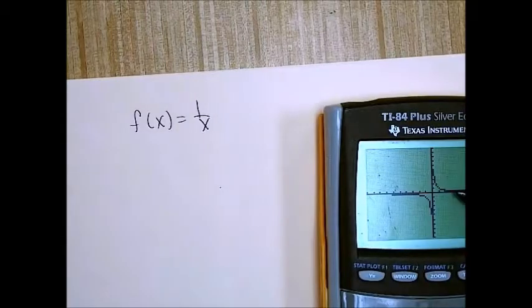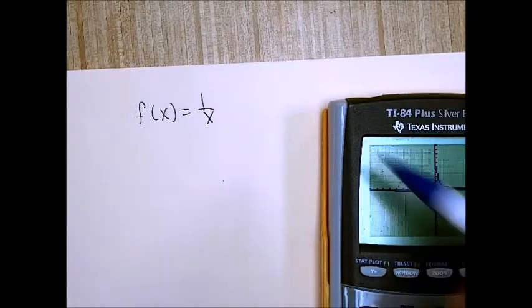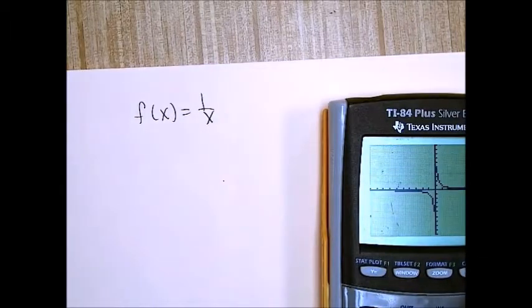Okay, the x-axis is an asymptote. It gets increasingly close, but it never actually touches it because it's never actually going to be 0. That's our example, and so that x-axis is a horizontal asymptote.